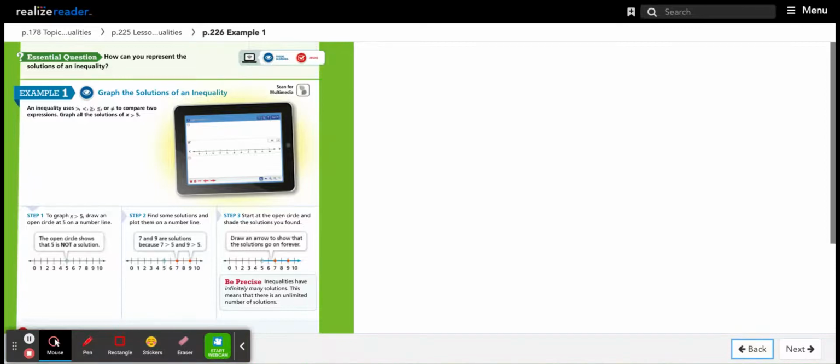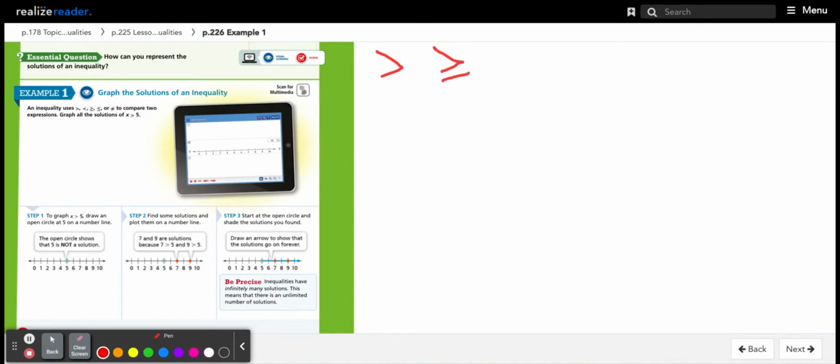This is lesson 4.7. We are going to be graphing inequalities. So, as a reminder, we have the greater than sign, we have the greater than or equal to sign, we have the less than sign, or we have the less than or equal to sign. When we have the equals to sign, so either the greater than or equal to sign or the less than or equal to sign, that means that the number will be included.